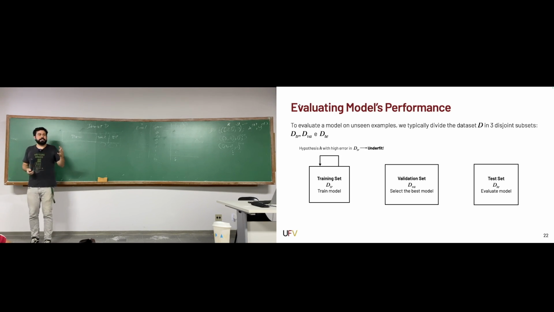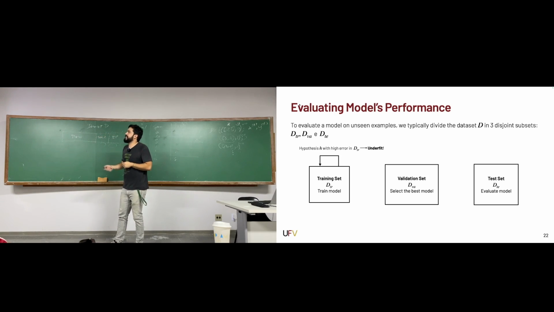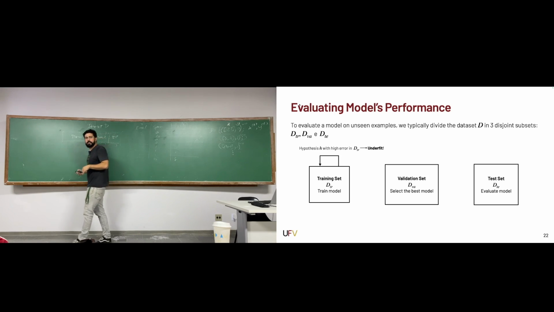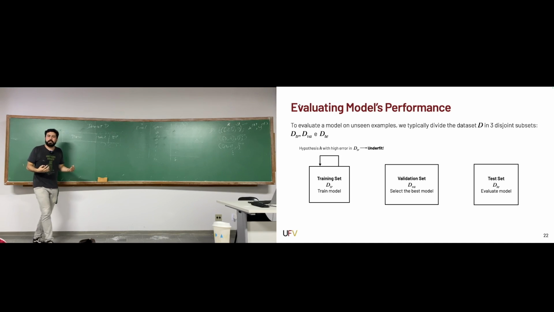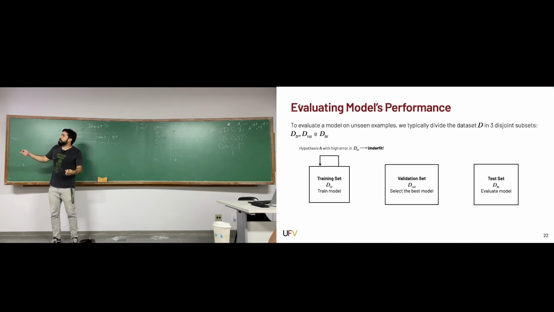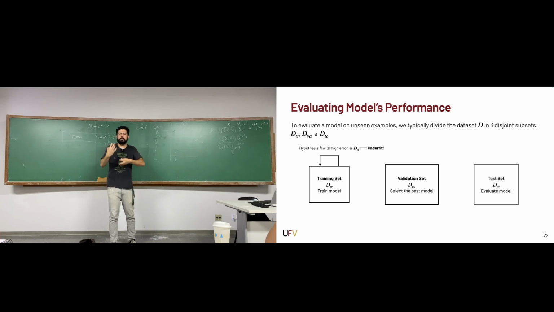And when the hypothesis has a high error on the training set, we call this underfit. So the model is underfitting the data. It's not having good performance on the training set. But we can repeat training here and change the model until it gets good performance on the training data.